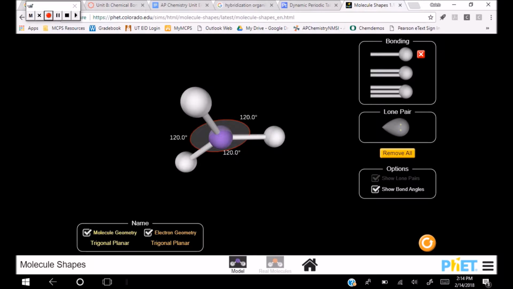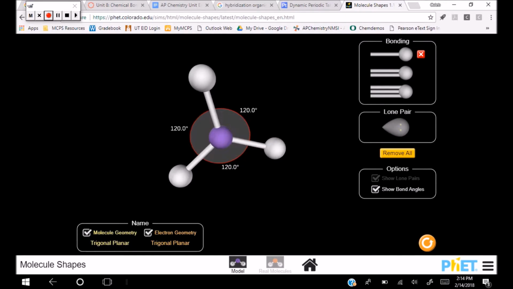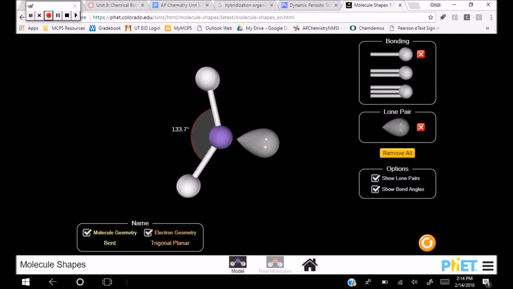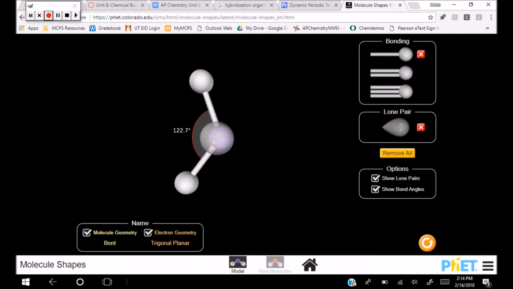By doing that, we end up getting 3 bonding groups, and then there's no lone pairs. When there's 3 bonding groups and no lone pairs, we have what's called a trigonal planar molecule. Planar meaning they're in the same plane. Trigonal, there's 3 parts. If I was to remove one of those bonds and insert a lone pair instead, I get a bent shape.